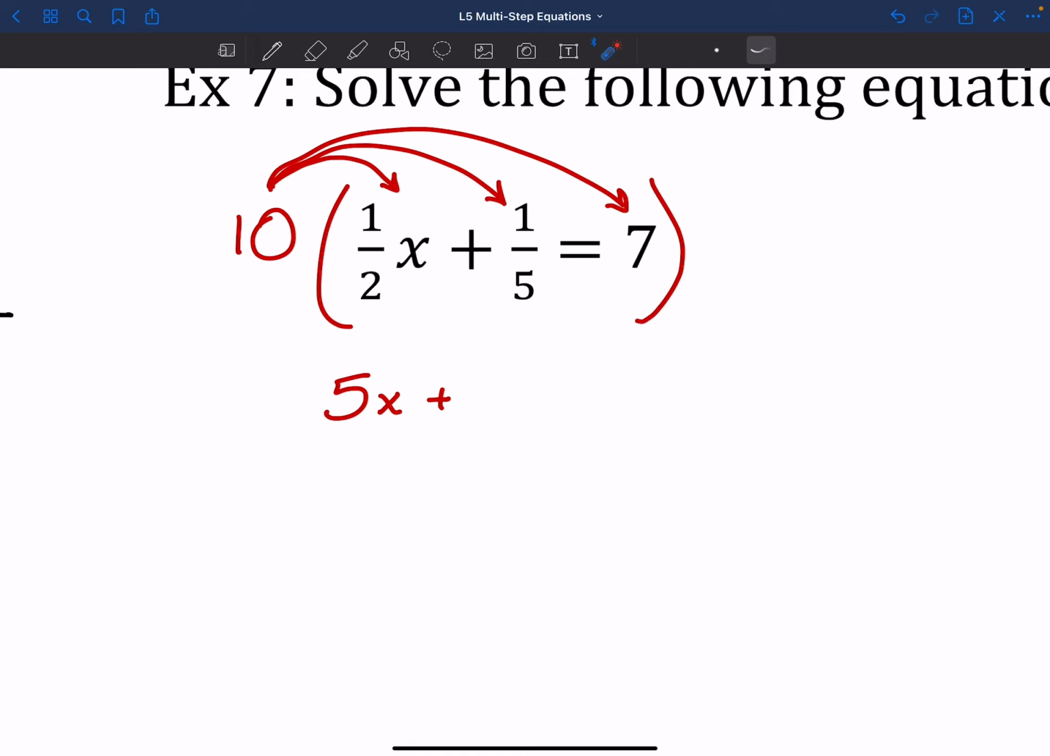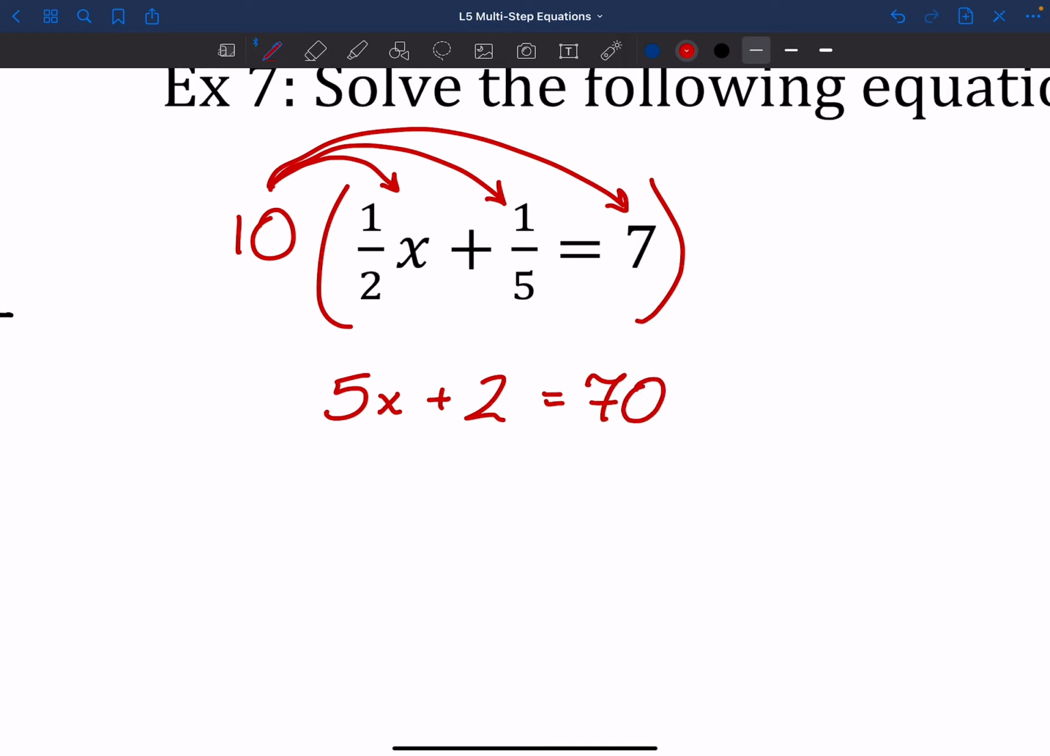10 times 1/5. Again, I'm going to take that 10, what I'm multiplying by, and divide it by what's on the bottom of the fraction. So 10 divided by 5 is going to leave me with 2. I'm going to take that 2 and multiply it by what's on top, which is just 1. So 2 times 1 is just going to give me 2. Over on the other side, 10 times 7 is going to give me 70.